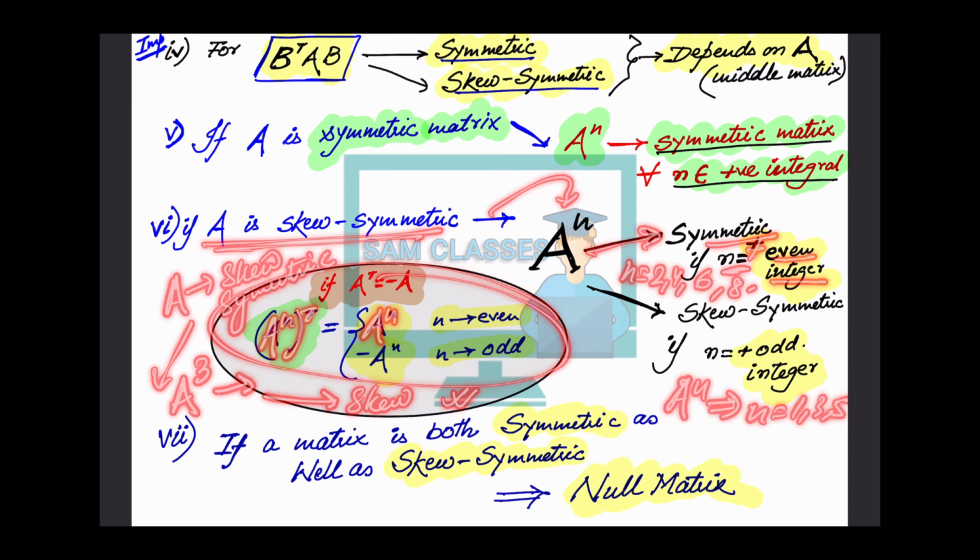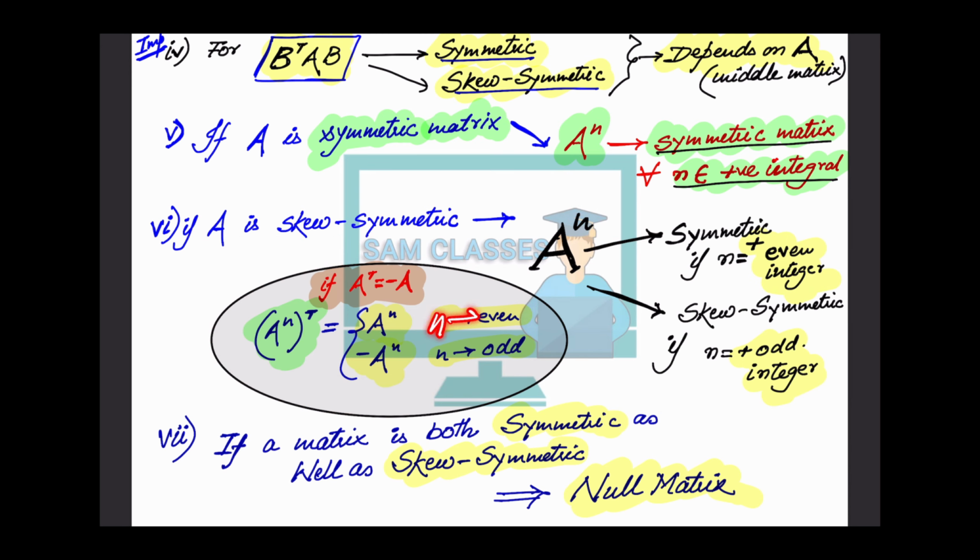A power n whole transpose is nothing but A power n where n is even, and we get minus of A power n where n is odd. So it will be symmetric if n is even. If it is odd, it will be skew symmetric. Now coming to the next, if a matrix is both symmetric and skew symmetric. This question has been asked a lot of times in your PU and KCET.